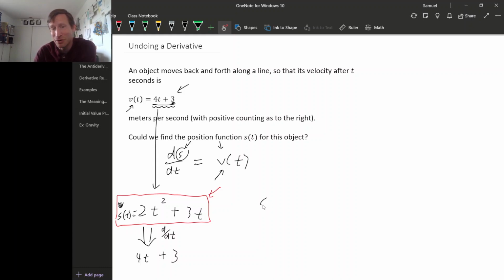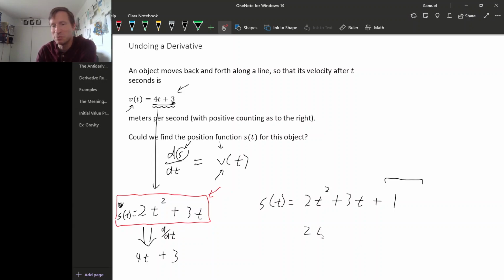Another option for what the position function might be is, well, we know that this 2t squared has to be there because the derivative of 2t squared is 4t. By the same token, we need a 3t term so that when we take a derivative we get 3. But we could add anything here as long as its derivative is 0. Well, what kind of functions have a derivative of 0? Constants do. So we could have a plus 1 right here.